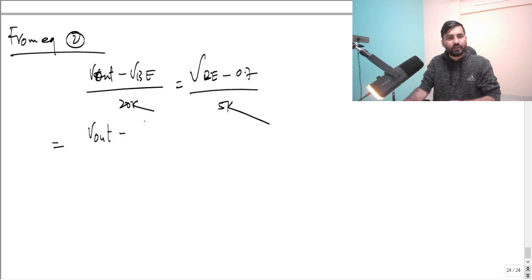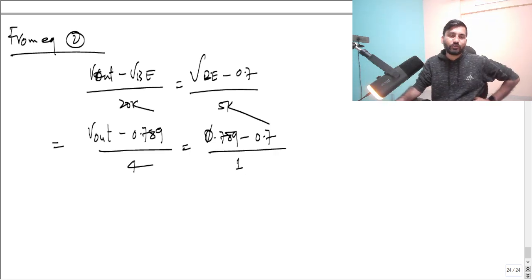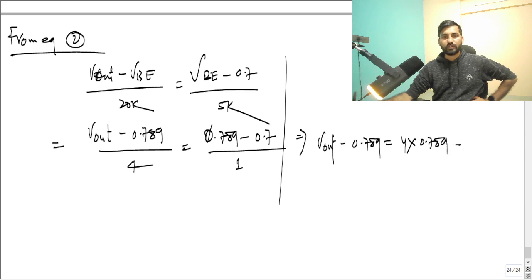Since we have to find V out, minus 0.789 upon this becomes 4, 0.789 minus 0.7 upon 1 will be there, right? So you can just cross multiply here. If you do cross multiplication, it becomes V out minus 0.789, which is nothing but 4 into 0.789 minus 4 into 0.7. You see how I am calculating. I'm not using the calculator at this moment.